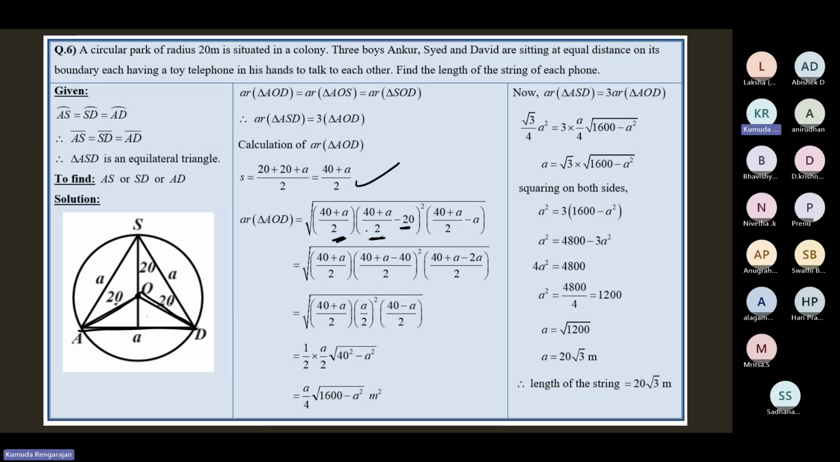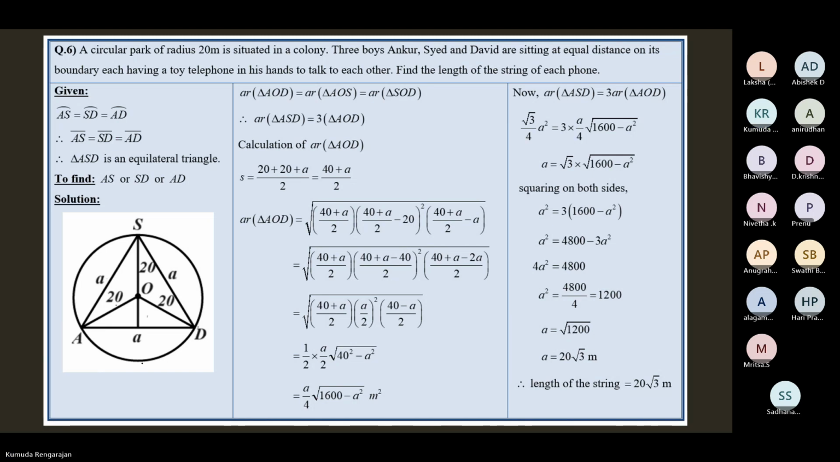Because 2 sides are 20, that's why I put a whole square here. Whole square meaning the same thing, no? S minus A into S minus B, 2 sides are 20, so you'll get the same thing. So instead of writing it twice, I put a whole square here. Into S minus C, the third side, A. S minus A, S minus B, S minus C.